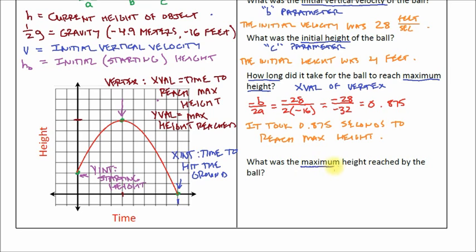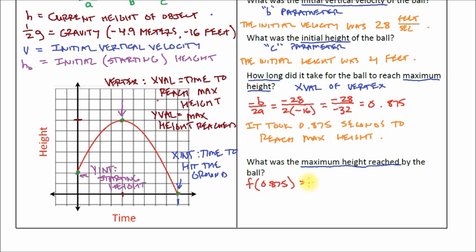Now notice there's nothing about time anymore. Now we're talking about maximum height reached. Well, take a look at our example. The maximum height reached is the y value of our vertex. So to find the y value, we have to plug in the x value, and then we'll be able to get the y value. So let's plug in our x value. We're going to write our function. This is f of x, and our x value is going to be 0.875 because we want to know how high the object is at exactly 0.875 seconds.